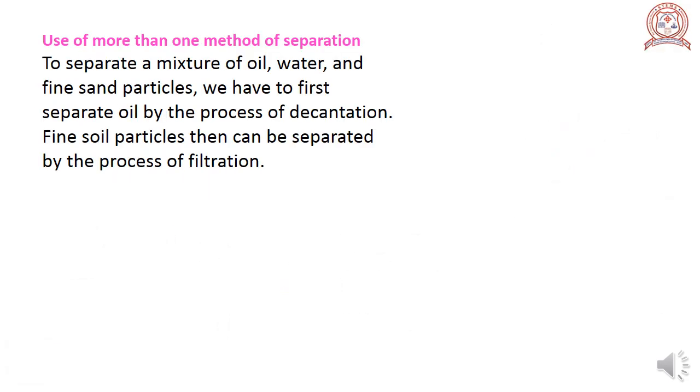It is not always possible to separate substances by using just one method. For example, to separate a mixture of oil, water and fine sand particles, we have to first separate oil by the process of decantation. Fine soil particles then can be separated by the process of filtration. Here, two methods are used, decantation and filtration.